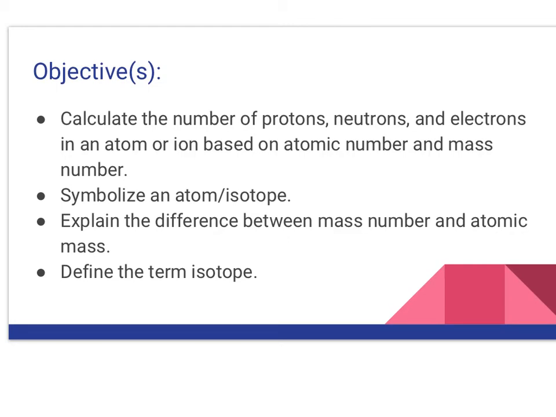In this video, we will be looking at how to calculate the number of protons, neutrons, and electrons in an atom or ion based on the atomic number or atomic mass, and talk about how to symbolize an atom or ion, explain the difference between mass number and atomic mass, and also talk about what is an isotope.